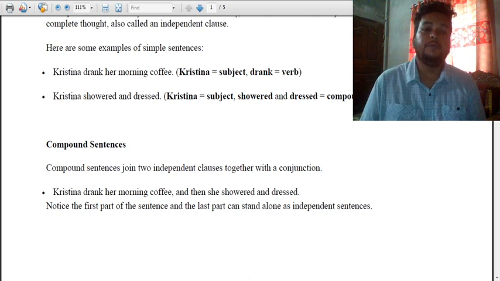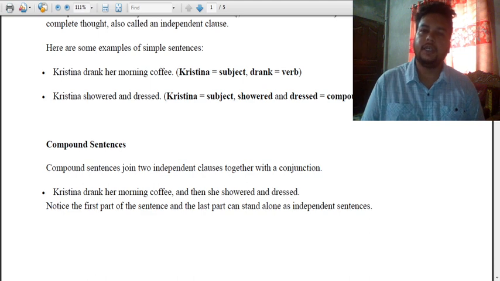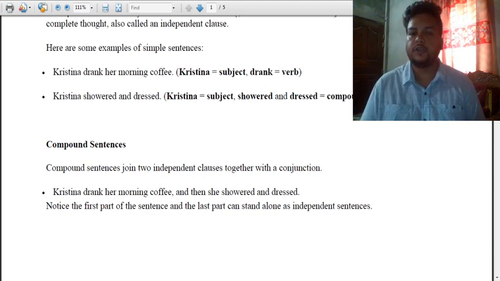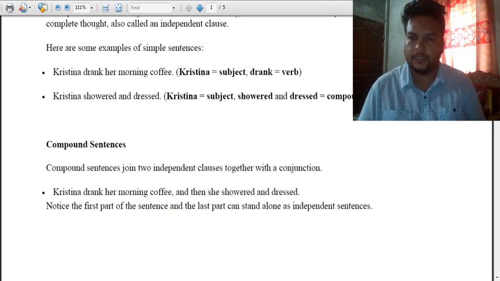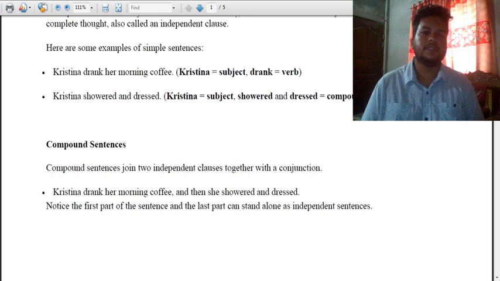As earlier we saw some examples, Christina drank coffee, Christina showered and dressed. Here these clauses will be connected with a conjunction, then it will be a compound sentence. So compound sentences join two independent clauses together with conjunctions or coordinating conjunctions. So here we see, Christina drank her morning coffee and then showered and dressed.